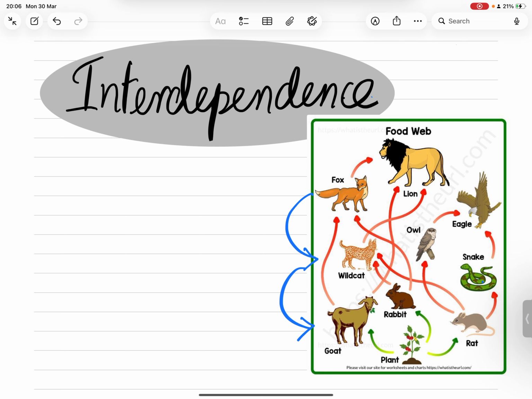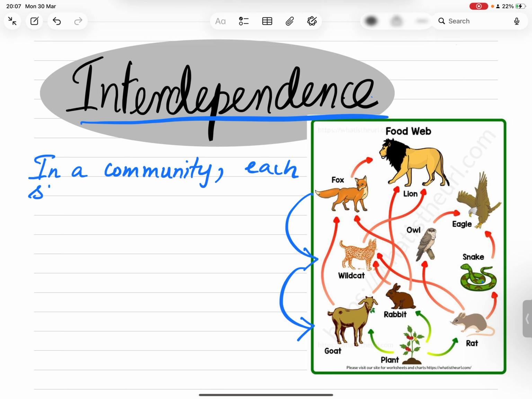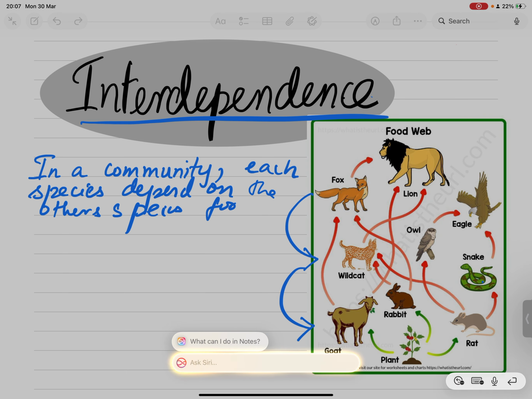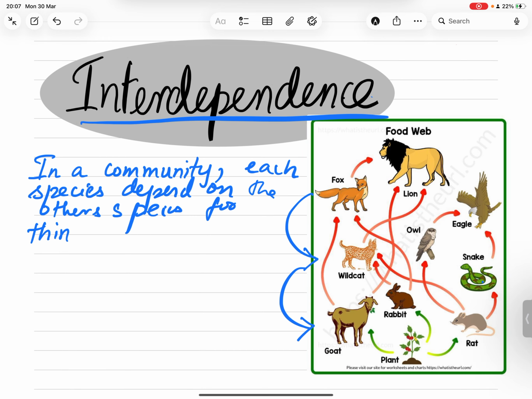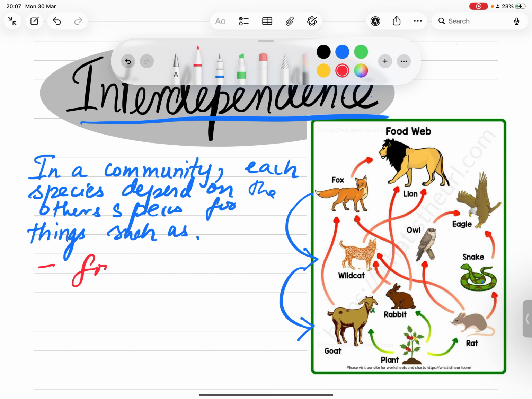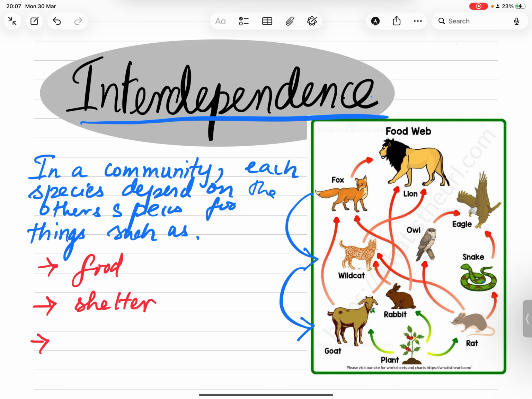Okay, so we call this interdependence, which means you can write a definition that in a community, each species depends on the other species for things such as, so what do you think they're going to depend on each other for survival? So it could be food, it could be shelter, it could be pollination, as in plants, and the plants also depend on other animals for the seed dispersal.